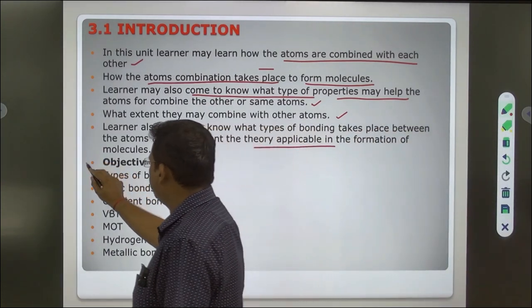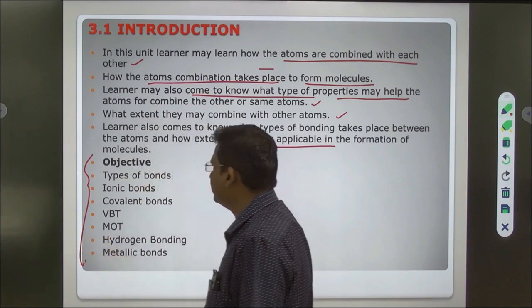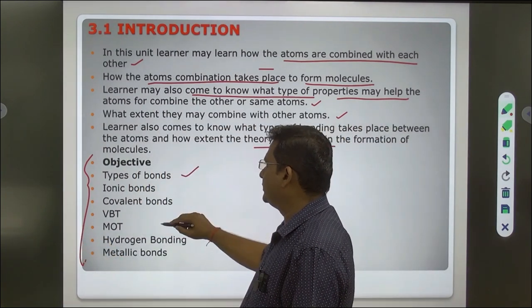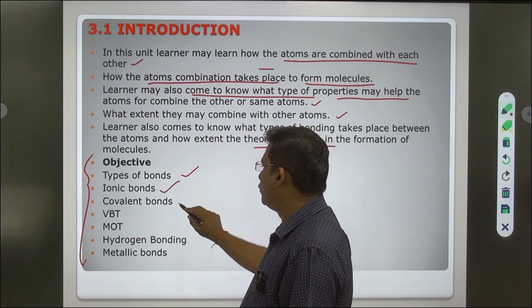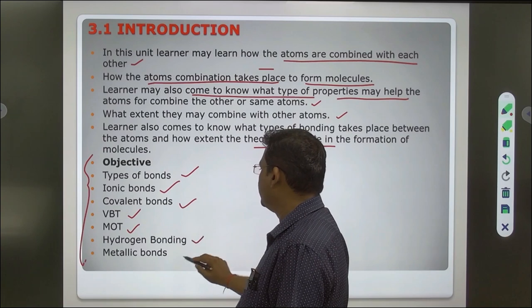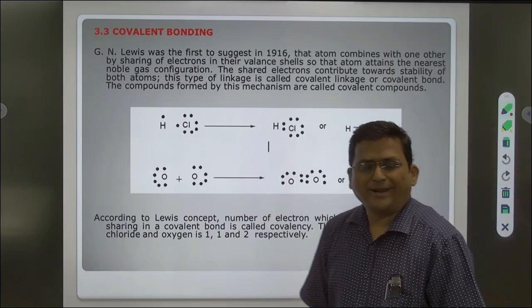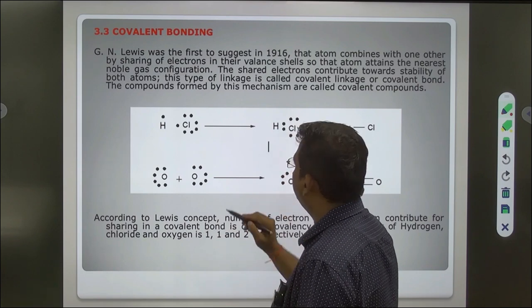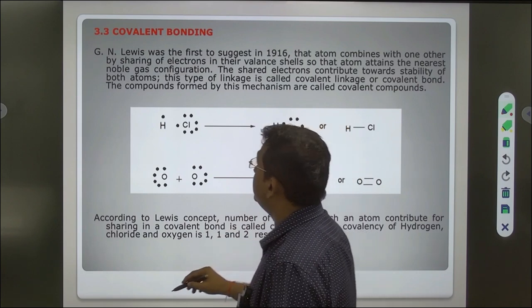In this unit, the following objectives will be fulfilled: types of bonding, ionic bonds, covalent bonds, VBT, MOT, hydrogen bonding, metallic bonds. Covalent bonding, in this module we will discuss.